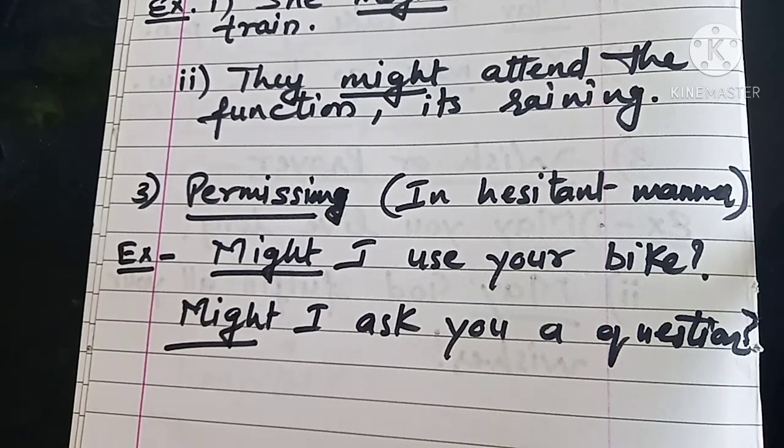So in this way we have seen that might can be used as past of may in granting or asking for permission, in expressing a doubtful possibility, a possibility which is very less, and permission in a hesitant manner. So children, today we have learned four modal verbs: can, could, may and might. The rest of the modal auxiliaries I'll explain in my next videos. So that's all for today.